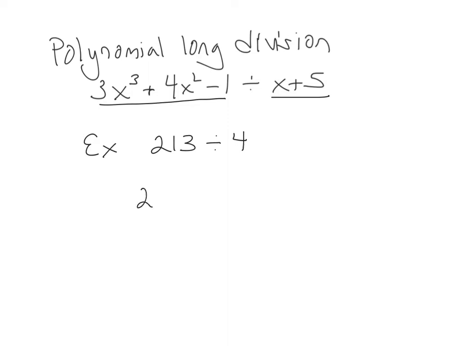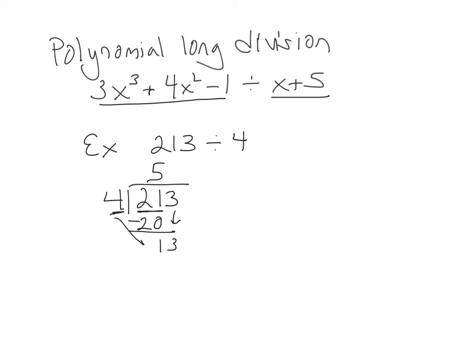So if I take 213, I know that that's going to be divided by 4. I look and say, okay, how many times does 4 go into 2? 4 doesn't go into 2, but 4 will divide into 21, and that'll be 5 times. Then I do 5 times 4, and that gives me 20. Then I subtract the whole thing. I subtract the 20 and end up with 1. I bring down the 3.